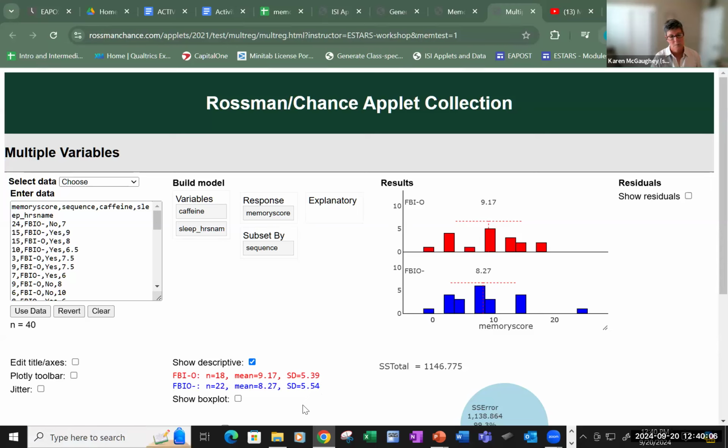So now we can start talking about, does it look like there's a relationship? Does it look like there's differences in the way people performed for these two different sequences? Does it look like one sequence is better than the other? So again, just summary statistics. We're not doing any inference here, okay?